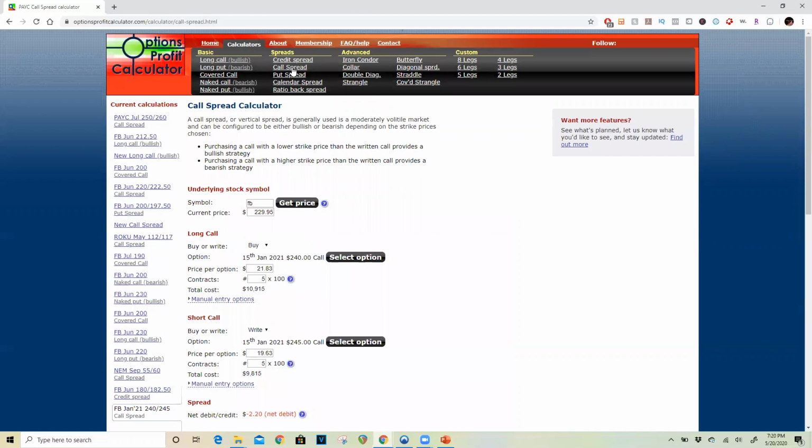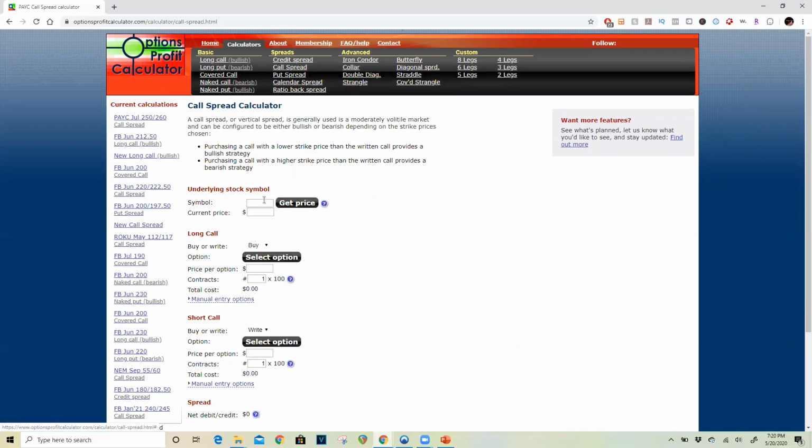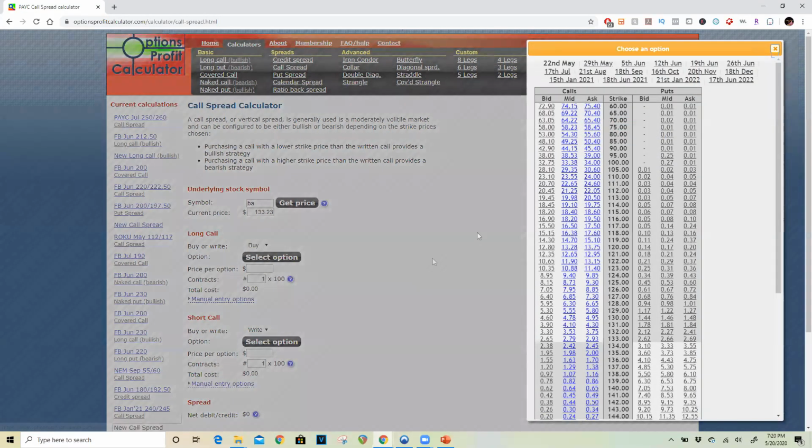Okay, if you look at a stock that actually fell a lot recently, let's look at Boeing, for example. Boeing dropped from highs of 400 something to only $133 now, and this is actually a debit spread that I myself own in my portfolio right now.